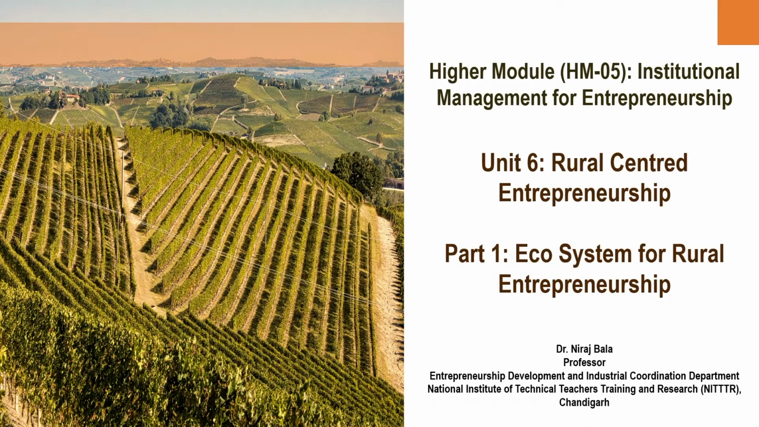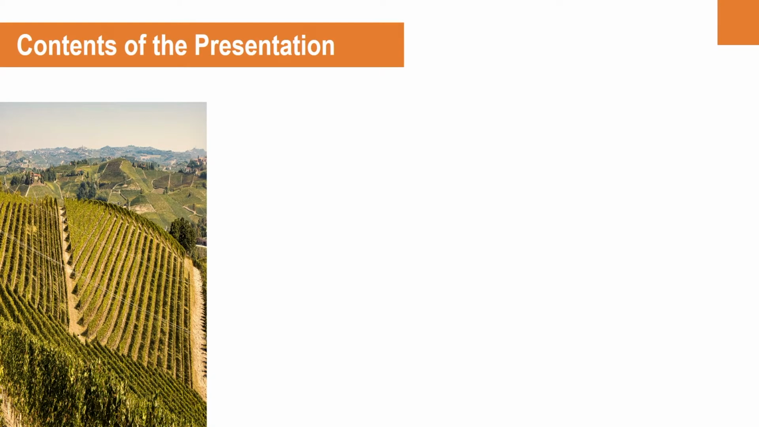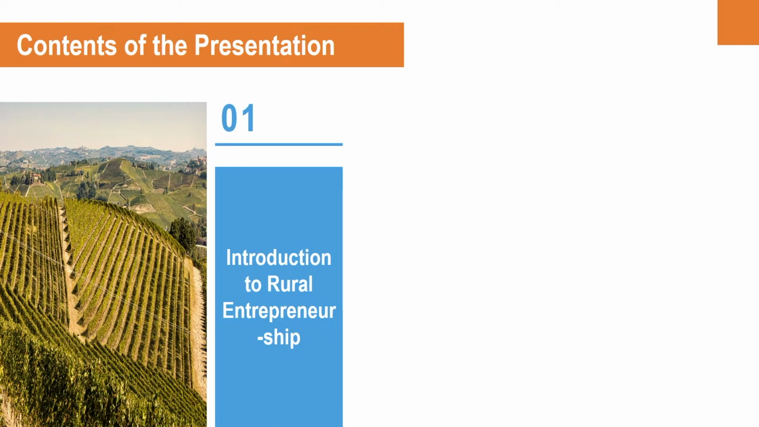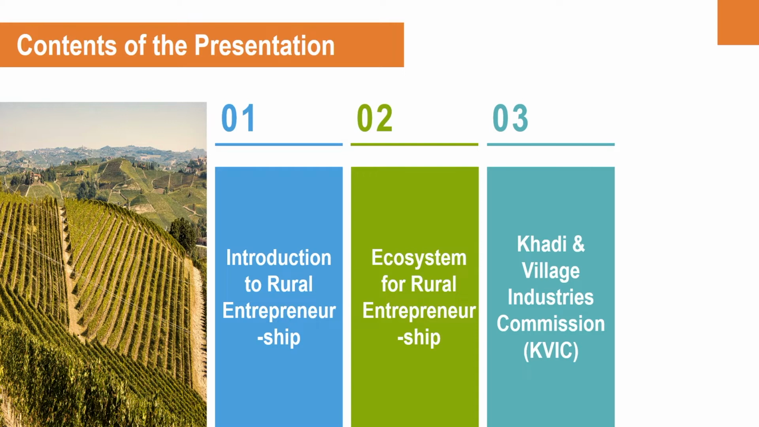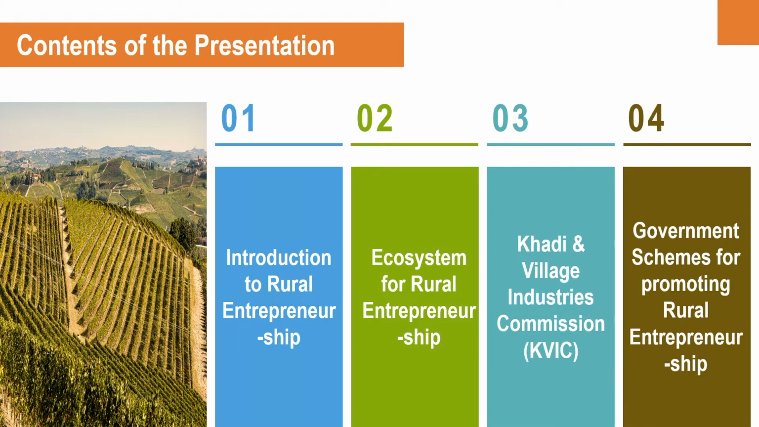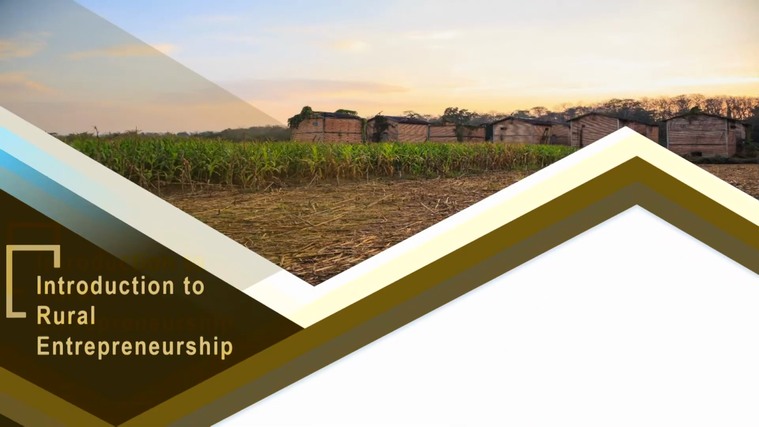We will focus on Unit 6, that is Rural Centered Entrepreneurship, and this is video 1 of the video series on the topic Ecosystem for Rural Entrepreneurship. The contents of the presentation are an introduction to rural entrepreneurship, ecosystem for rural entrepreneurship, Khadi and Village Industries Commission, KVIC, and government schemes for promoting rural entrepreneurship. Let us start with an introduction to rural entrepreneurship.